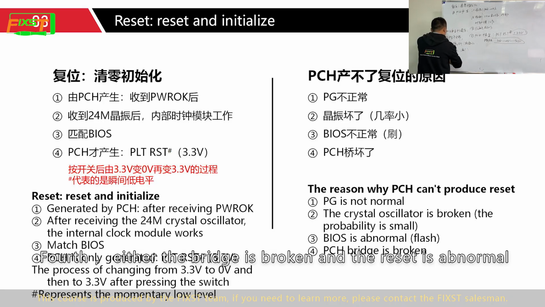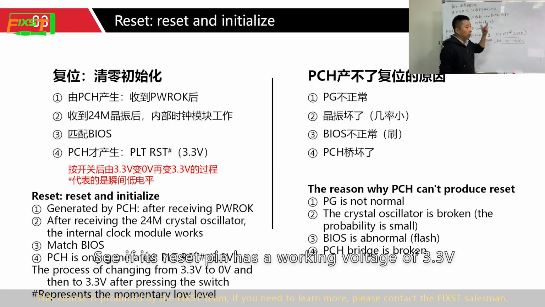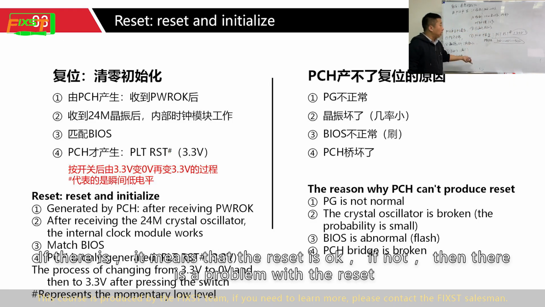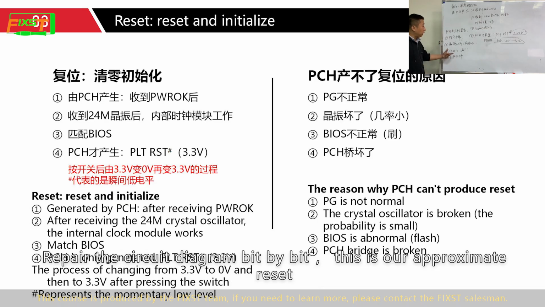Fourth, either the bridge is broken and the reset is abnormal. To check whether the reset is normal, connect the power and press the switch. See if its reset pin has a working voltage of 3.3 volt. If there is, it means the reset is okay. If not, then there is a problem with the reset. To check, go through the damaged components bit by bit, according to the routine, and repair the circuit diagram bit by bit. That is our approximate reset.